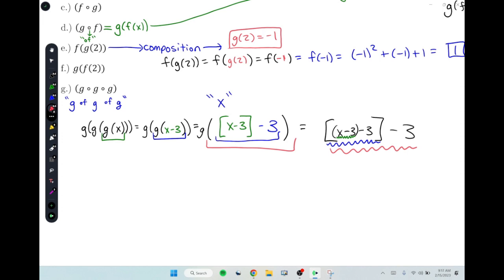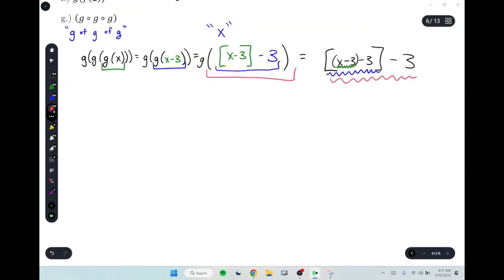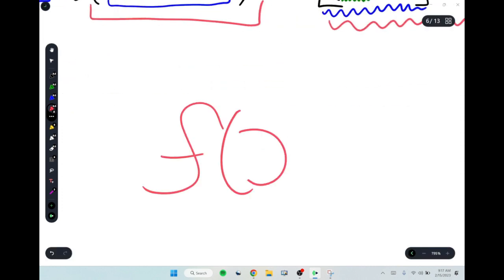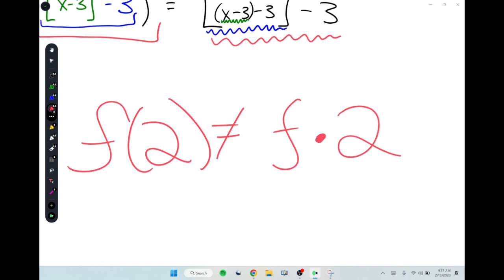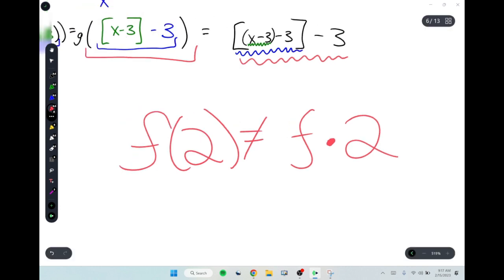Okay, so that's a really important thought. This is not multiplication. This right here is not f times 2. And we did talk about this for a long time because I talked about like my third grade. Oh, okay.